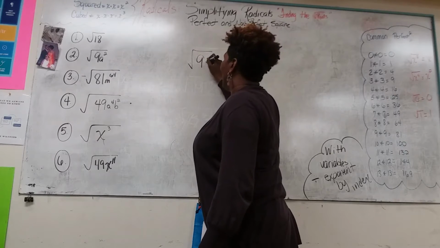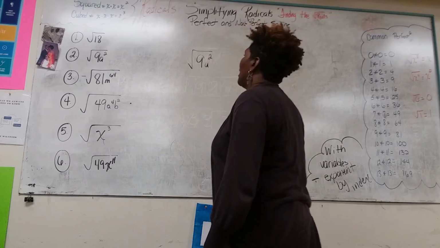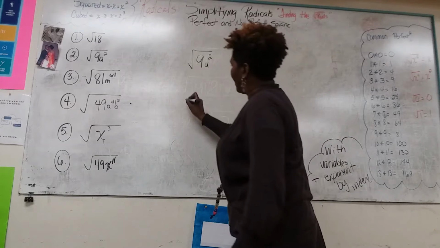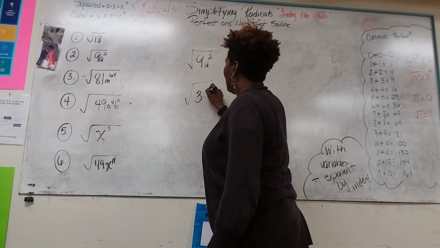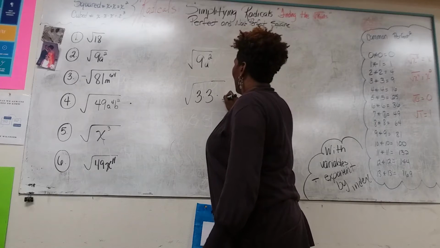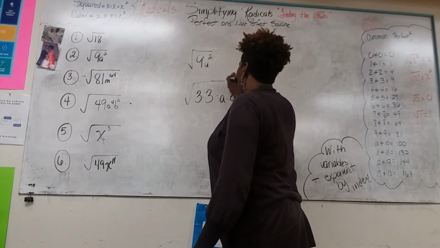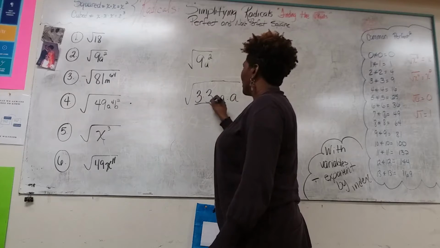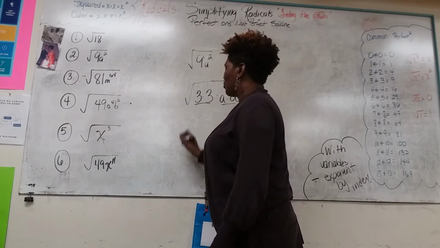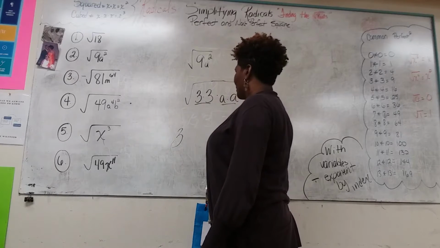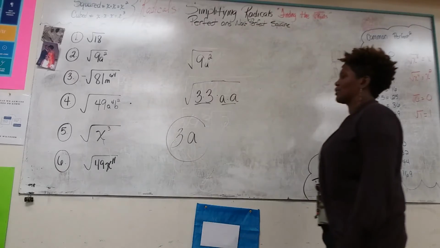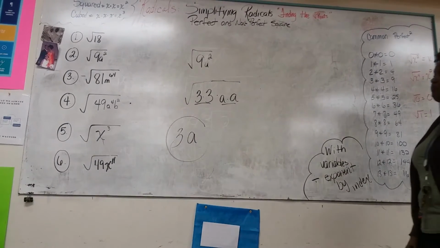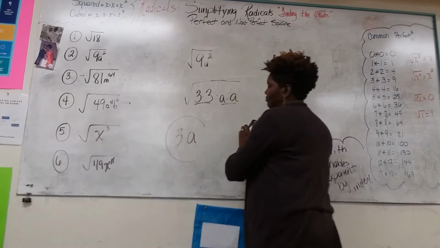Square root of 9a to the second. I already know that 9 is like saying 3 times 3, and a squared is like saying a times a. I have 2 3s. I'm going to boot that from under the radical sign. I have 2 a's. Boot that a from under that radical sign. So that's my answer. All right.